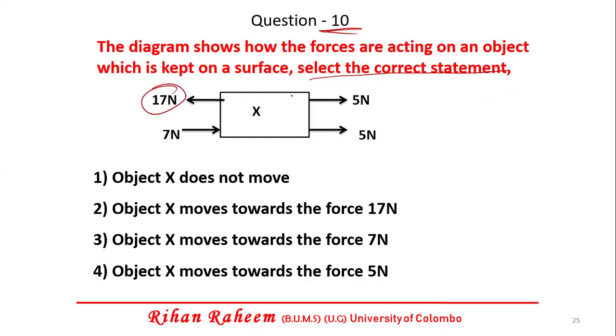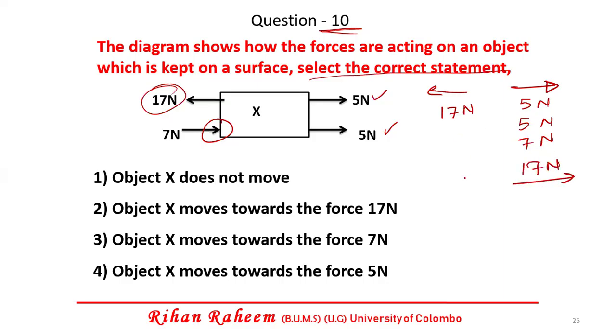Now see, this 17 is this side, 17 Newton. This side, what are the forces? 5 Newton, another 5 Newton. Look at the arrowhead. This way, no? Another 7 Newton. So 5 plus 5 plus 7 is 17 Newton towards this direction. This one has 17 Newtons towards this direction. So obviously what will happen to the object? Resultant of the object is 17 minus 17 because opposite direction, resultant is 0. So the object X does not move.